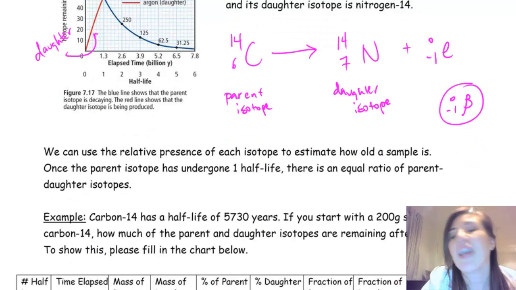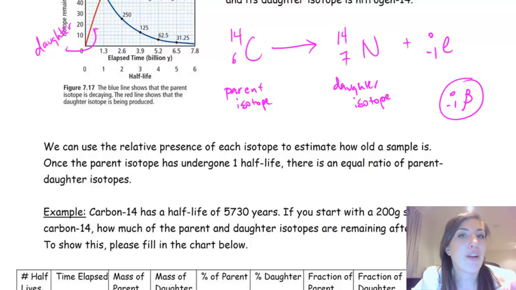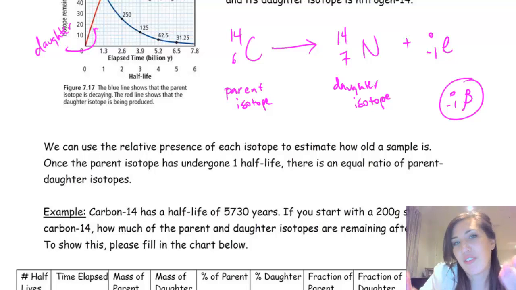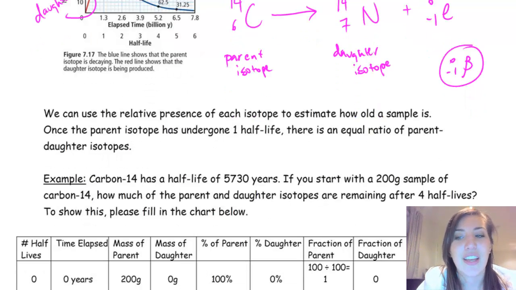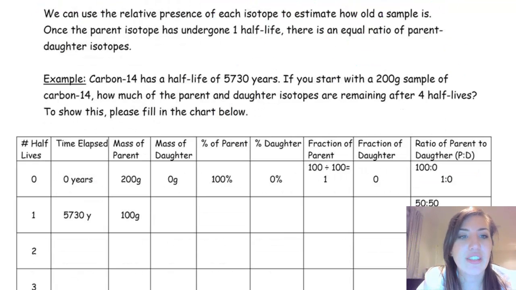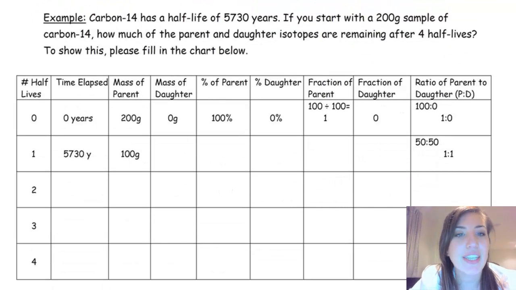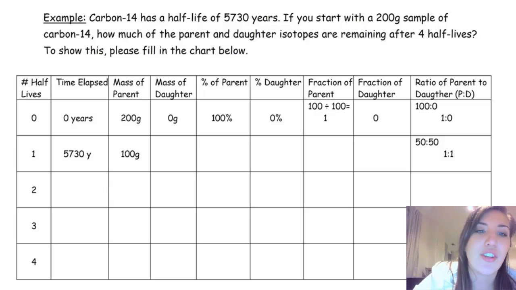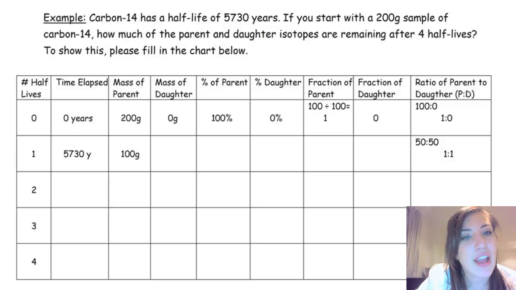All right, we can use how much of the parent versus the daughter is present in order to date how old a sample is. Once the parent isotope has undergone one half-life, there is now a 50-50 equal ratio of parent to daughter isotopes. So let's look at this chart here. Carbon-14, again, has a half-life of 5,730 years, and if you start with 200 grams, then how much is left after 4 half-lives? So let's fill in this chart to try to figure it out.